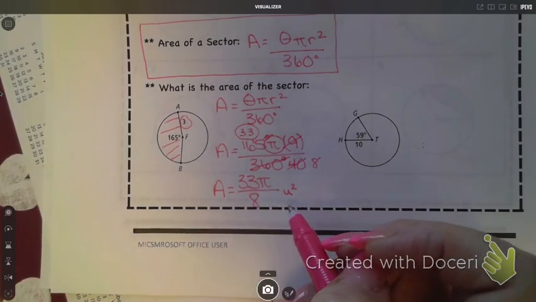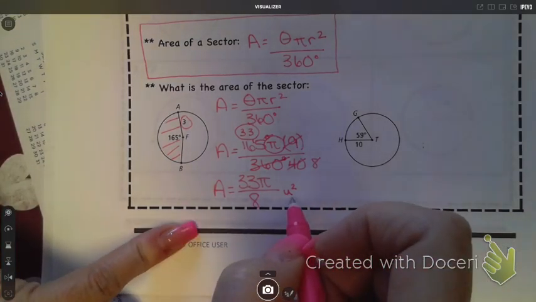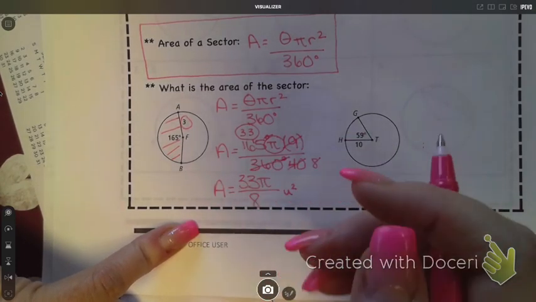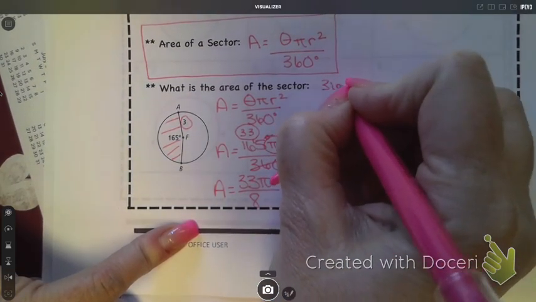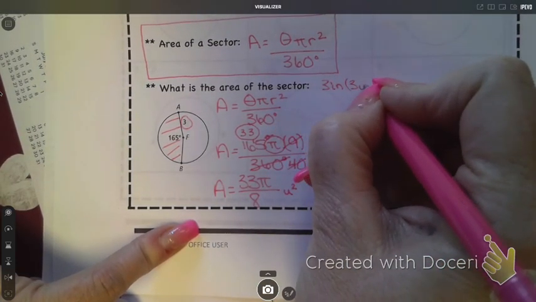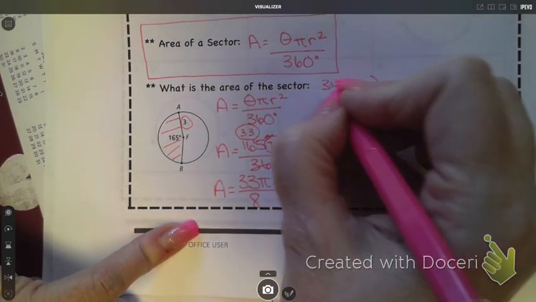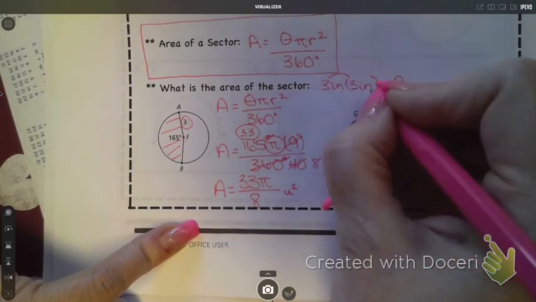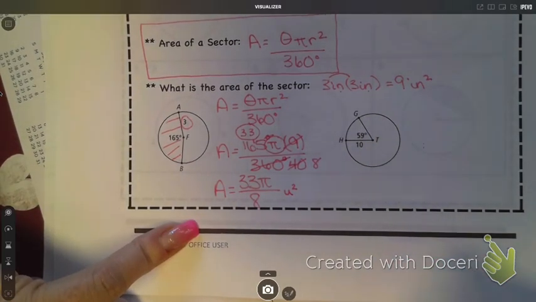Okay? Now, do you guys know mathematically why we have square units when we have area? Last time somebody's like, because it's area. Well, yes, because it's area, but there's a mathematical reason. So if I had 3 inches times 3 inches, yes? I would have 3 times 3, which is what? 9. And what's inch times inch? Inch squared. So mathematically, that's why it is a square unit.